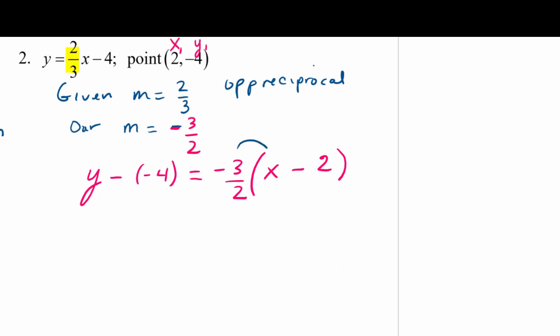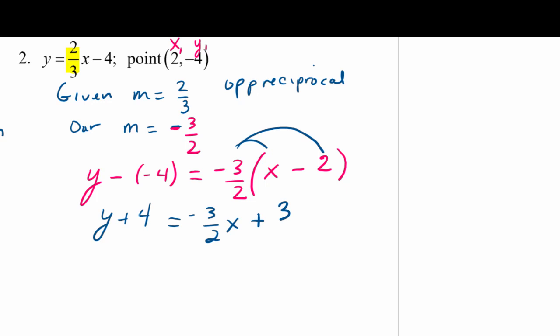And now we're going to distribute. So we get y plus 4. And then here we have a -3/2 x. And when we multiply 3/2 times 2, I like that we're going to cancel those 2's, aren't we? We're going to get a positive 3.